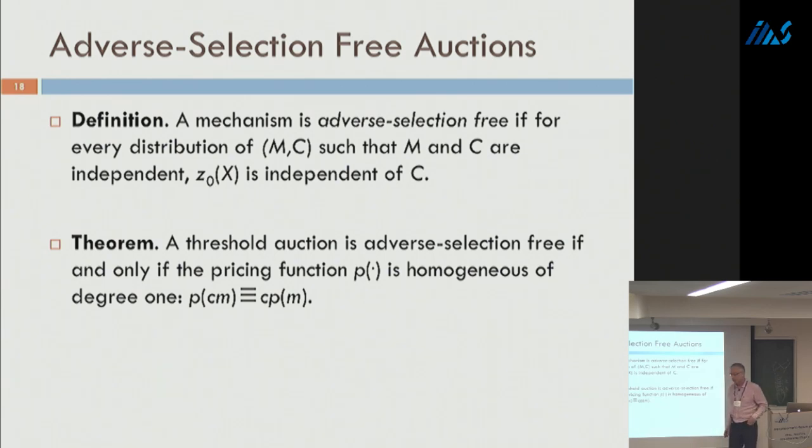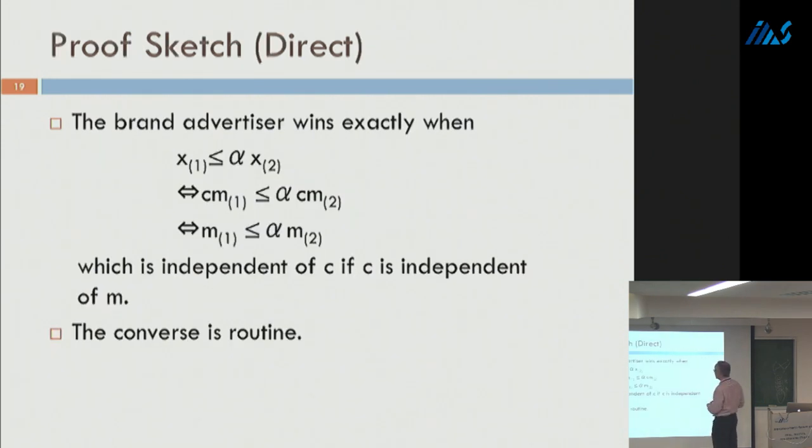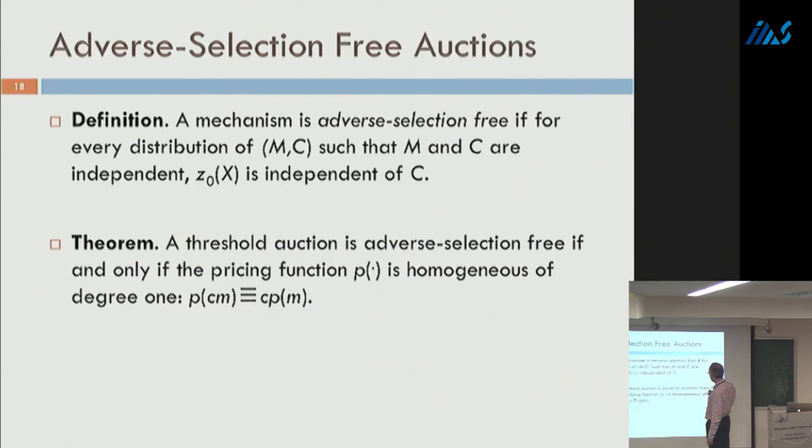Okay, really simple. So this is the threshold price that we use, and if all of the impressions are multiplied by some constant, then the threshold price is multiplied by the same constant. Okay, so what's going to happen is that the assignment now is, let's see, what have I got here? The brand advertiser wins exactly when the, here I've got this done just for the second price.